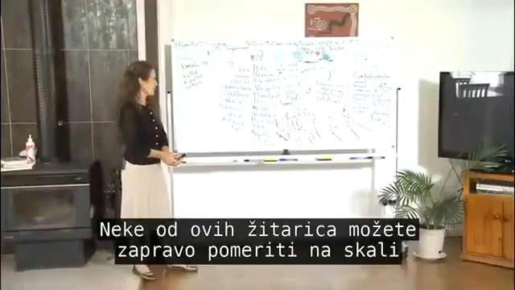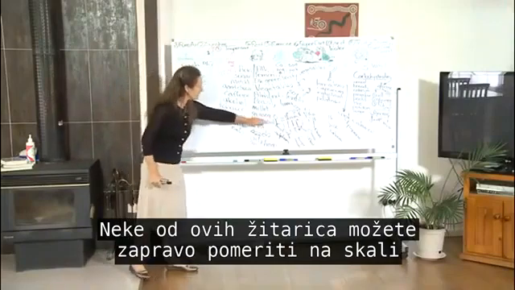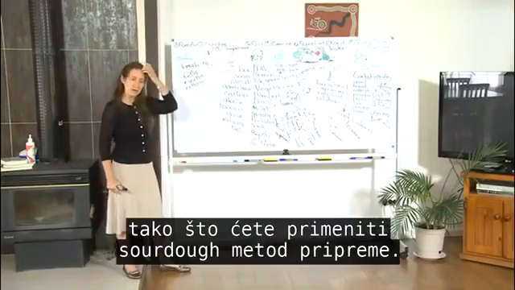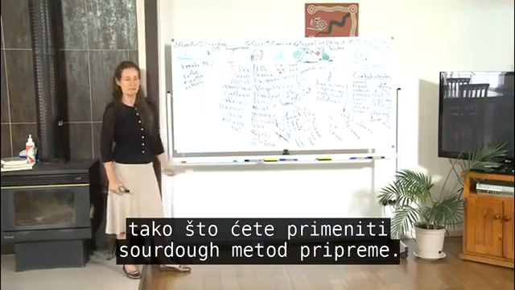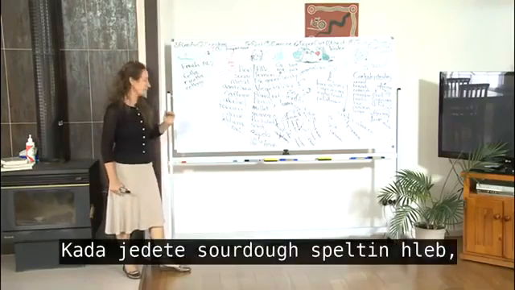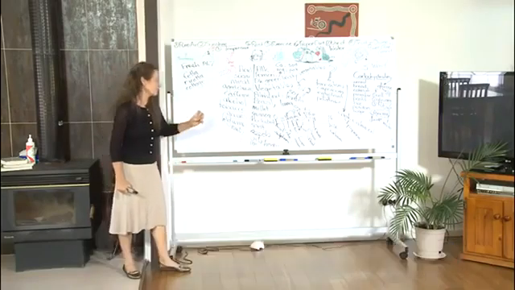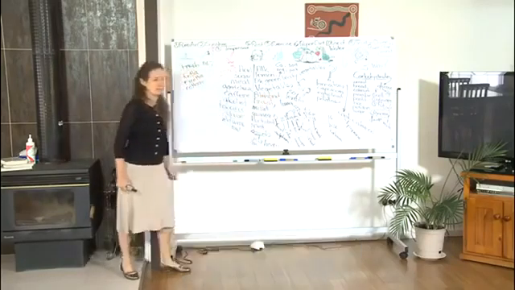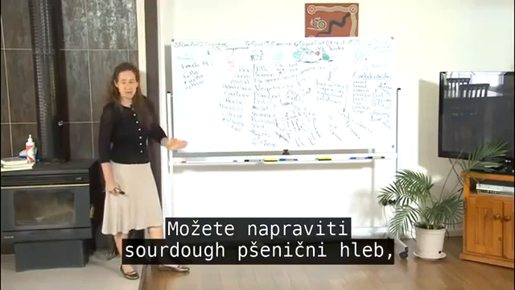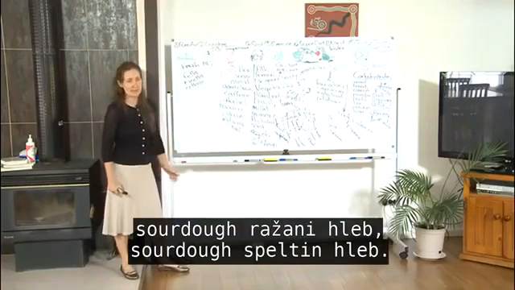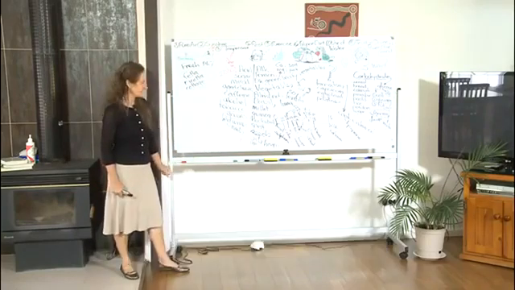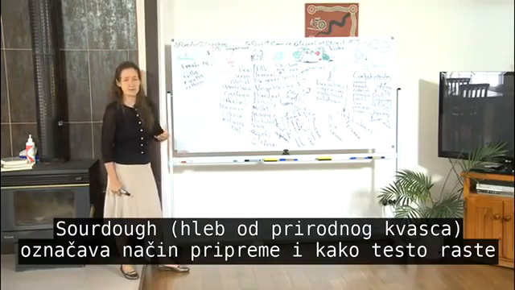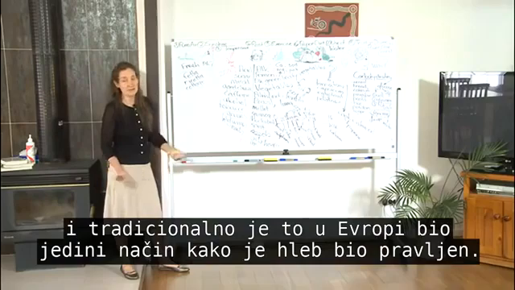You can actually bring some of these grains over to here a little bit more by culturing them in the sourdough method. So when you eat sourdough spelt bread, well, it's already some alkalizing, but it'll shift it up to more alkaline. You can get sourdough wheat bread, sourdough rye bread, sourdough spelt bread. It's just the process by which the bread is made and rises. And traditionally, in Europe, that's the only way bread was ever made.